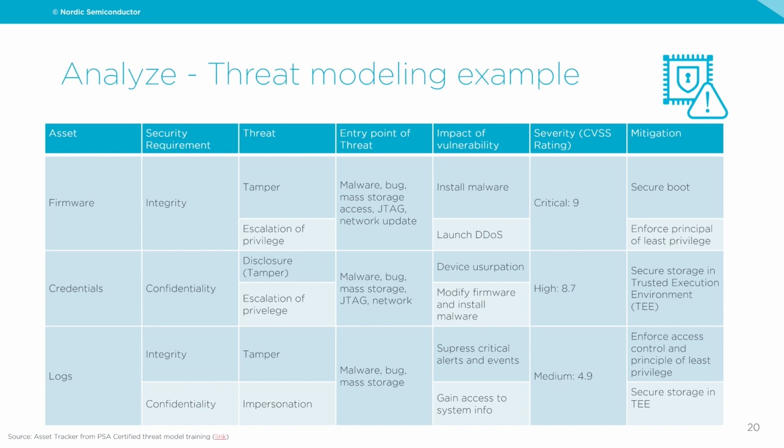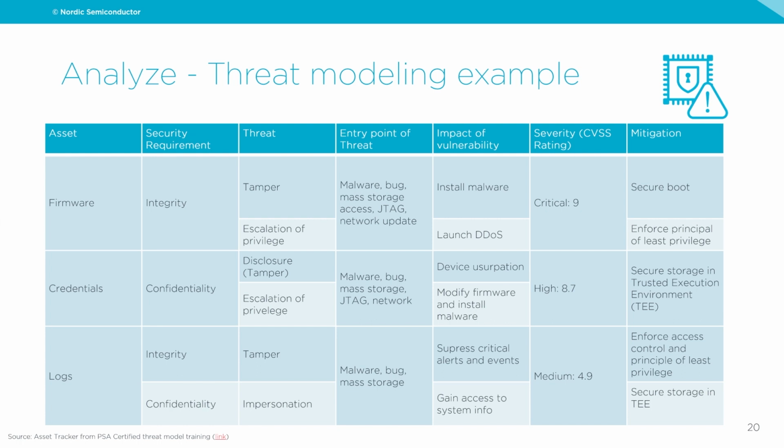Against the escalation of privilege, the mitigation is to enforce the principle of least privilege, to make sure that each of the layers in the software only has access to what it needs to run and nothing else. Then the other asset is credentials. The security requirement for the credentials is, of course, confidentiality. We don't want the credentials to be known outside of the device or outside of who needs to have access to those credentials. So the threat would be disclosure, by tampering with the device to obtain the credentials.